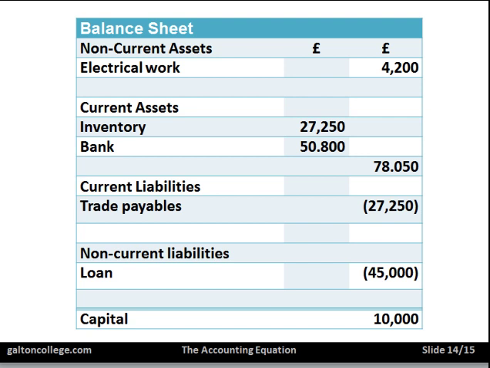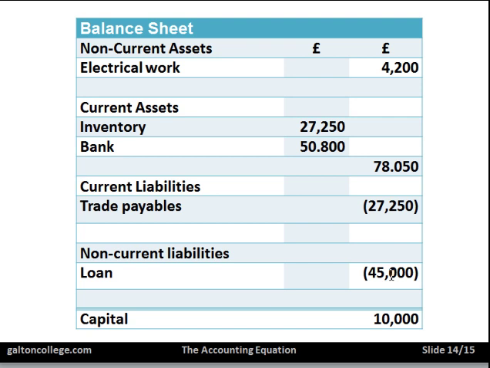That is the situation in terms of a balance sheet. And again, if you look at capital plus liabilities, the liabilities here are in brackets because they're owed. This is not the money of the business. It's like a minus sign. Whenever the company owes money, we put it in brackets. That's a negative. 27,250 plus 45,000 is 72,250.